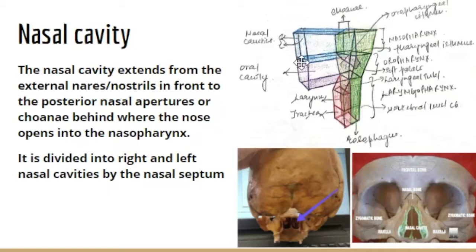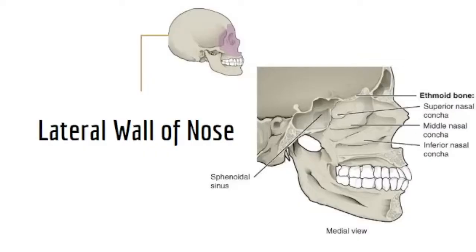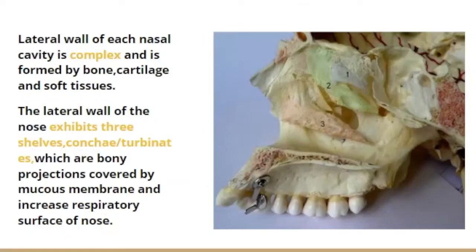Now we also saw that the nasal cavity has a floor formed of the hard palate, a roof, and because of the division by the nasal septum, it had a medial wall and a lateral wall. So in this video, we will continue talking about the lateral wall.